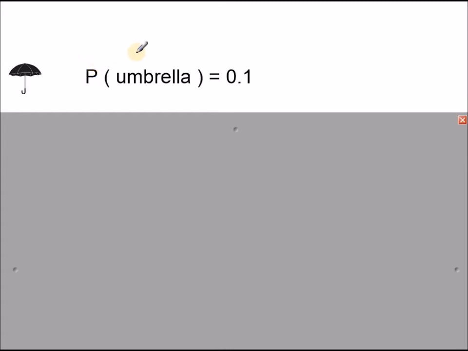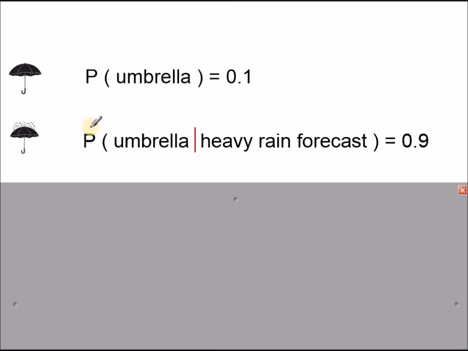So the probability that when somebody goes to work they take an umbrella with them is 0.1. But let's say if they see the forecast first and there's a high probability of heavy rain, then the probability that they take an umbrella with them, given that heavy rain is forecast, is 0.9. This time taking an umbrella is conditional on the heavy rain weather forecast, and this red line here, you read this as "given that": the probability of taking an umbrella given that heavy rain is forecast.